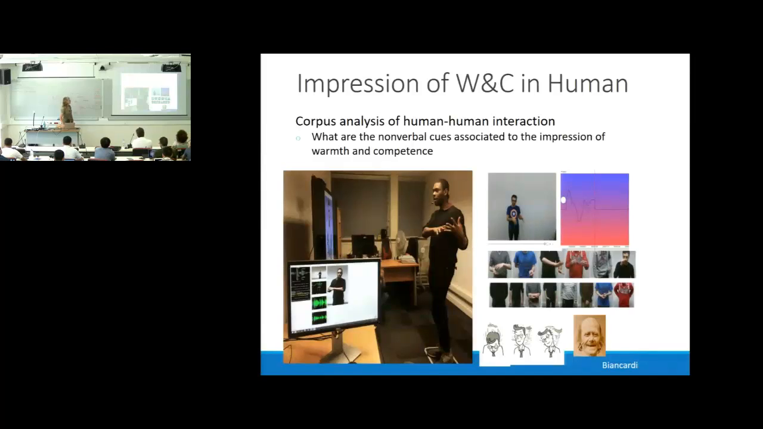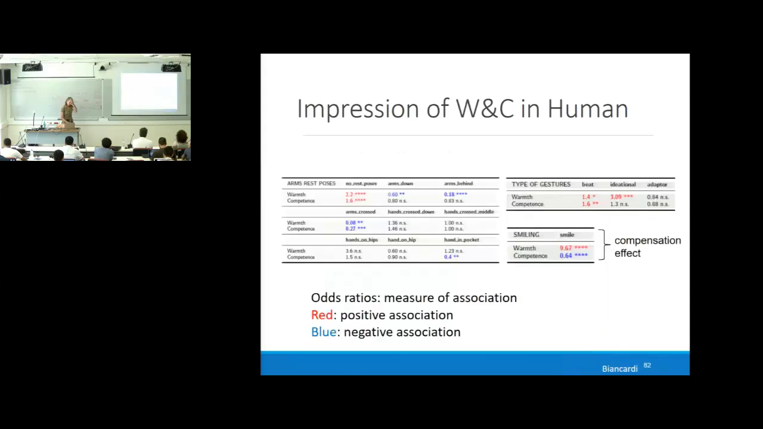So once we've got that, of course, when you do some annotation, you have to do a lot of inter-agreement between annotators and all that. Well, I skip this part. But we were able to find out some association between some impression of warmth and competence and some behaviors. What we find in red is positive association, in blue is negative association, and in black is when you have no significant differences.